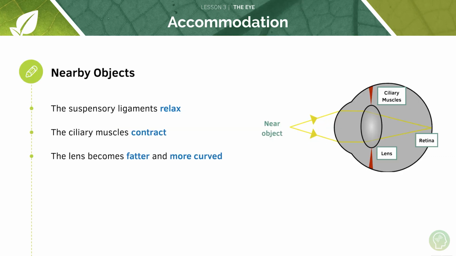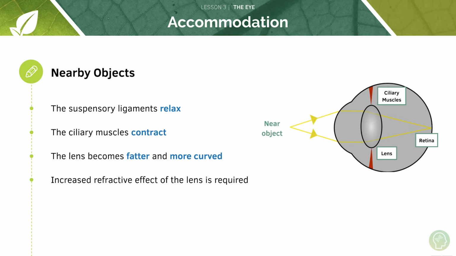So this is a summary of what I just said, but just to make it clear, we have contraction of our ciliary muscles, which is going to make the muscle shorter, because when a muscle contracts, it gets shorter. And remember, your suspensory ligaments are attaching your ciliary muscles to your lens. So if your muscle is contracting and getting shorter, it's going to allow the suspensory ligaments to relax, and therefore the lens becomes fatter and more curved. And this therefore allows for more refraction of the light rays passing through the lens.